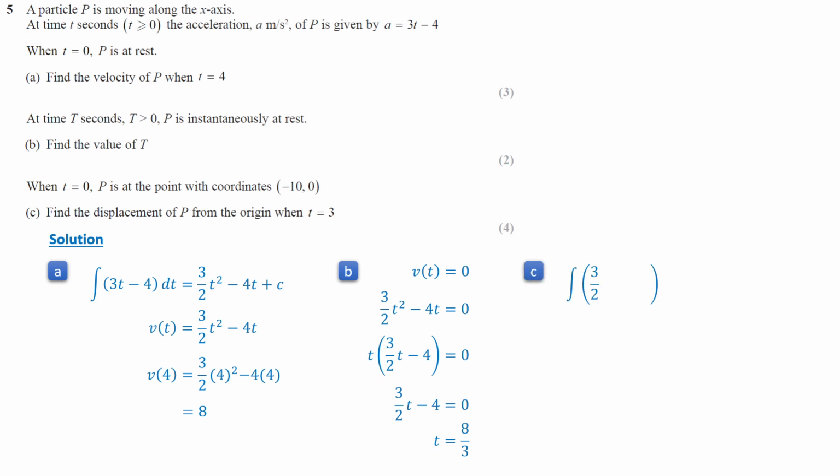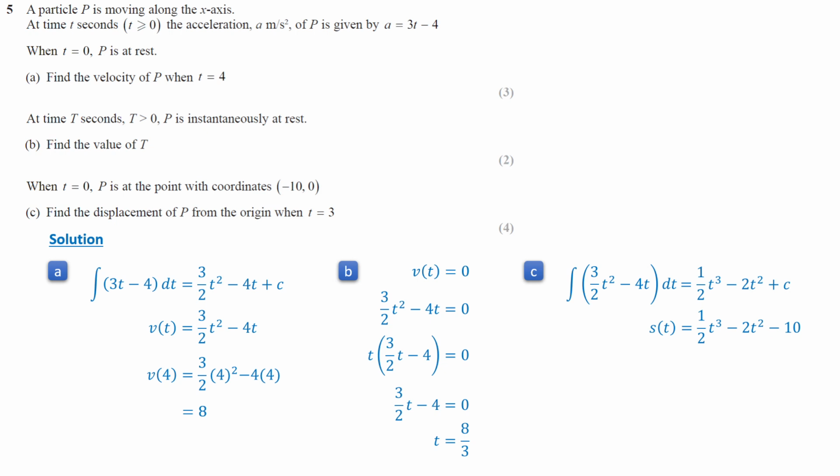Displacement is the integral of velocity. We integrate the velocity function and we get 1 over 2 t cubed minus 2t squared plus c. When t equals 0, the particle is at a position of negative 10 units. So c is negative 10. The displacement equation becomes 1 over 2 t cubed minus 2t squared minus 10.